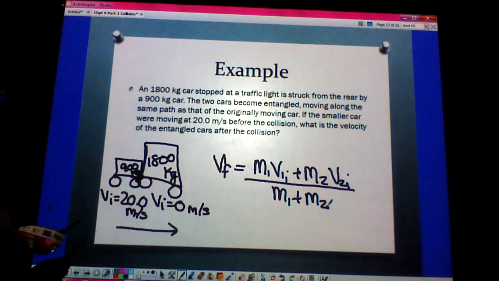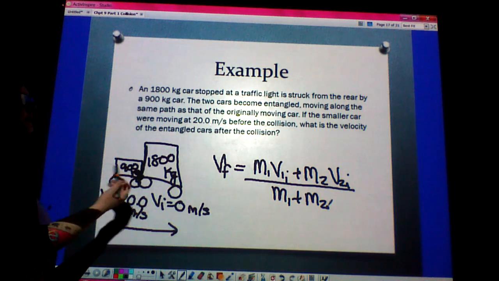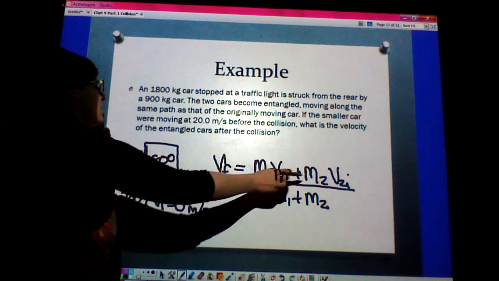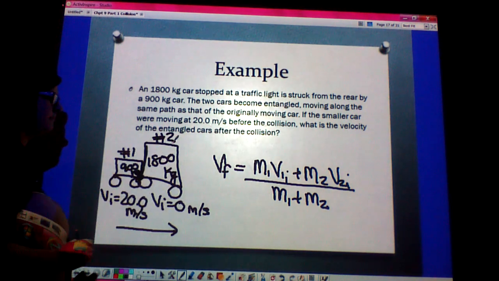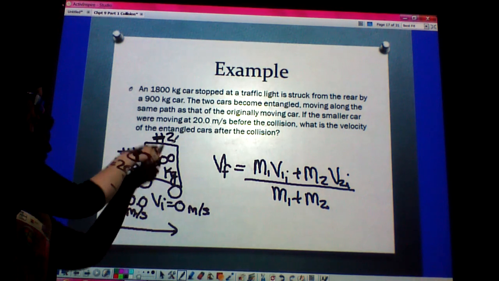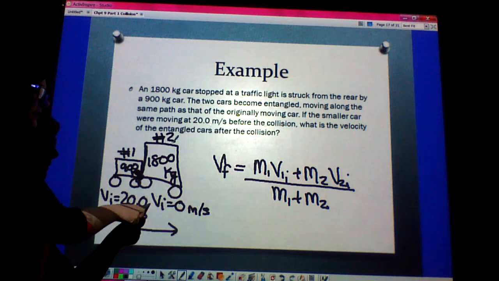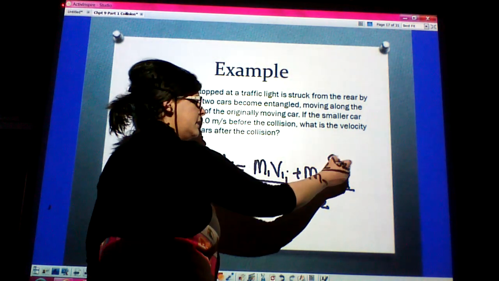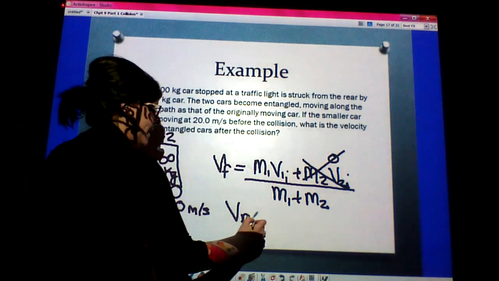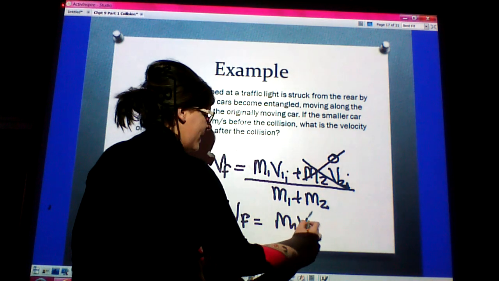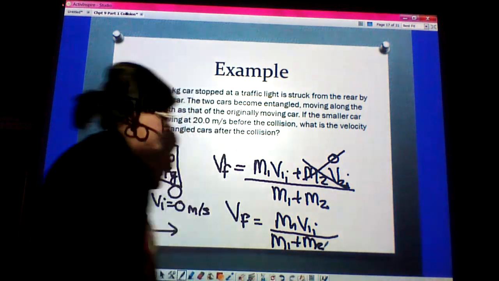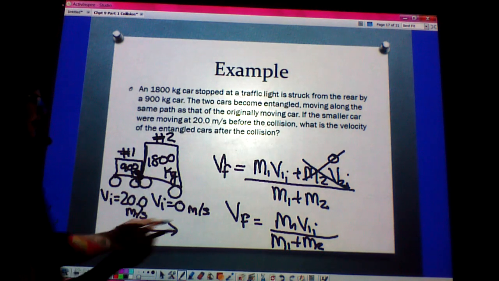So let's say m1 will be my 900 kilogram car, so this is number 1. And let's say number 2 will be my 1,800 kilogram car. I know that number 2 had an initial velocity of 0, so that whole term is taken out. So really my final velocity depends on the mass of the first one initially, over the two masses together.